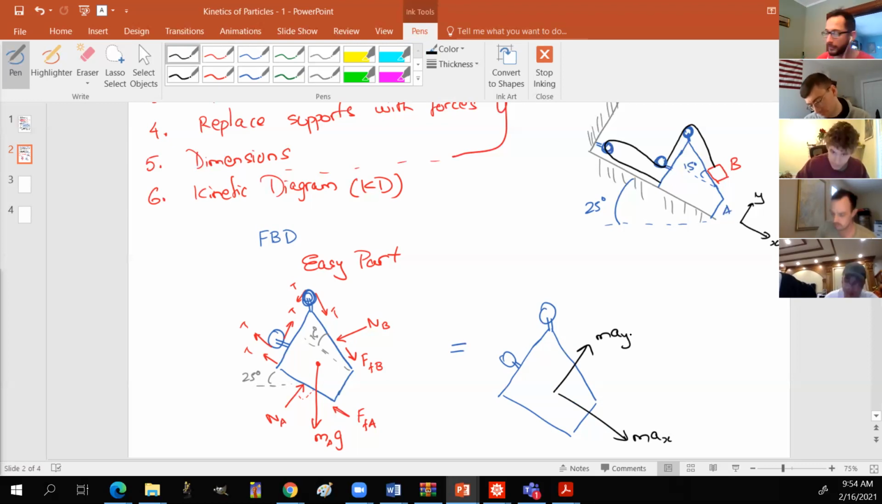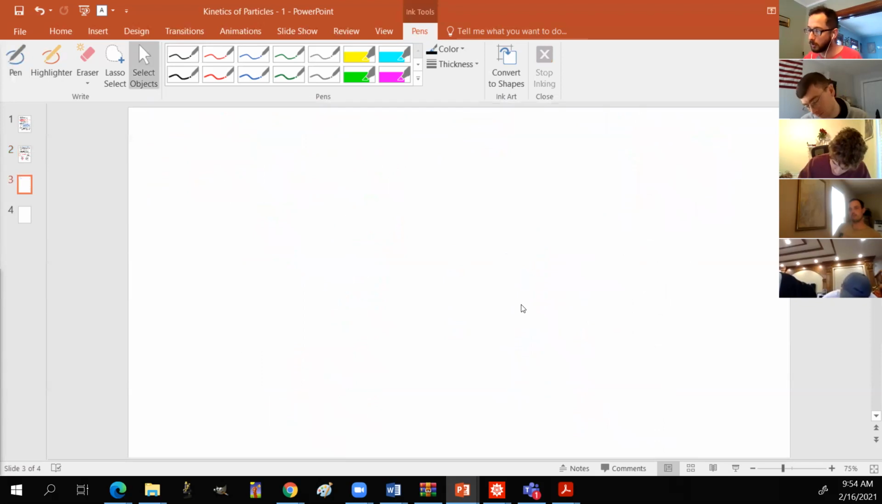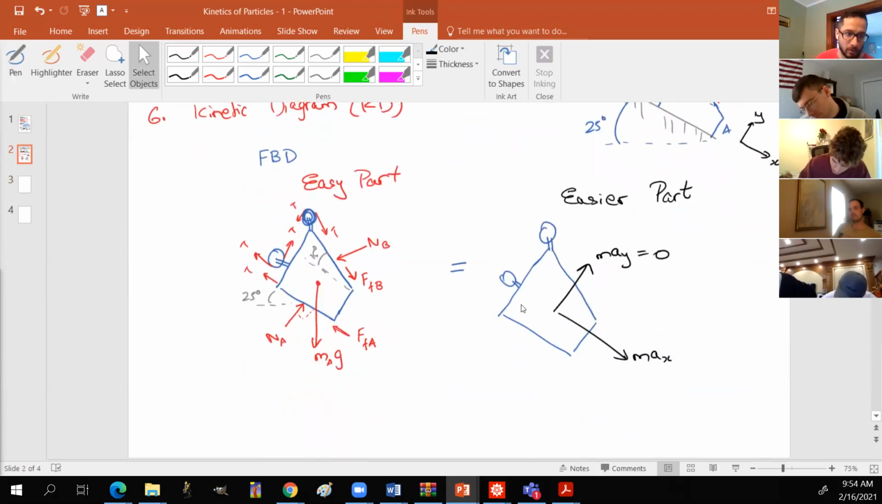What's the first thing though? What can you say about one of these accelerations? MAY is 0. It's not going to be moving up and down in the y direction, so MAY is going to equal 0. That's something you do when you're doing your analysis. Okay. Any questions? All right, let's move on to another example.